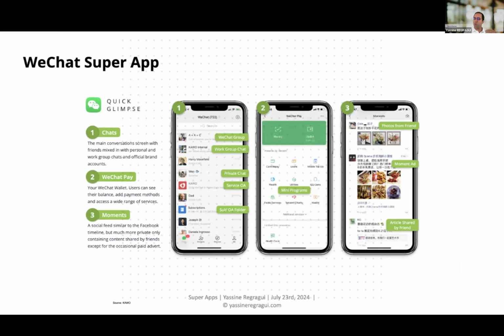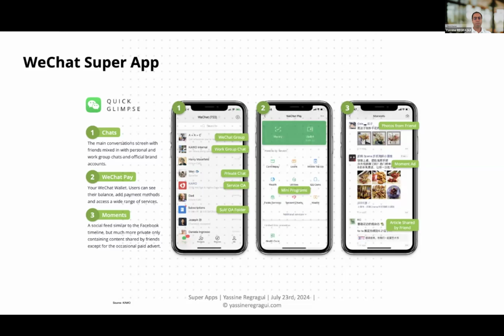WeChat was created as a chat. I remember in 2012, I downloaded the app when I was living in China because it was a way for me to communicate with my friends. But step by step, WeChat introduced first payments with WeChat Pay, and they have added more and more services.